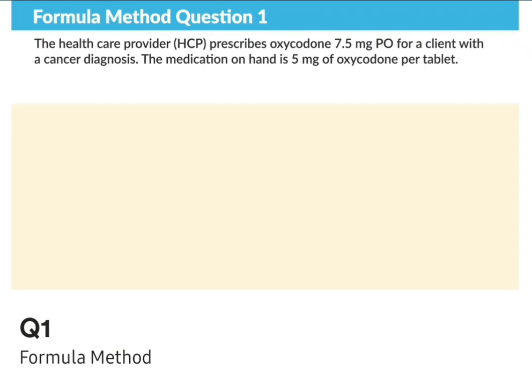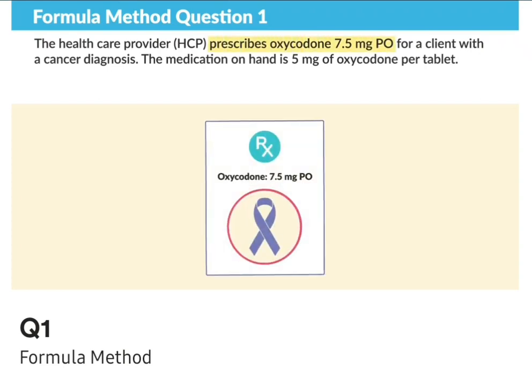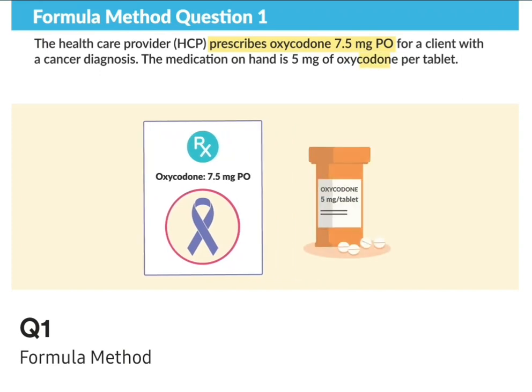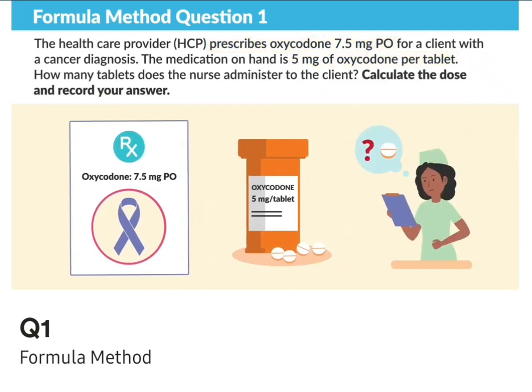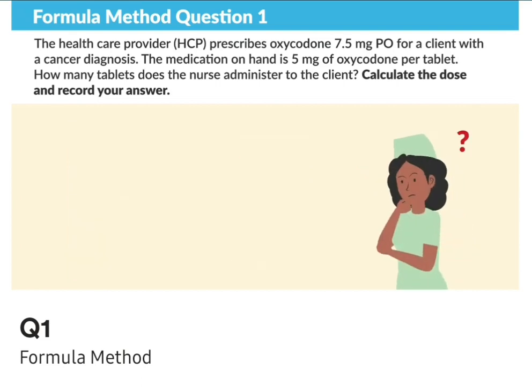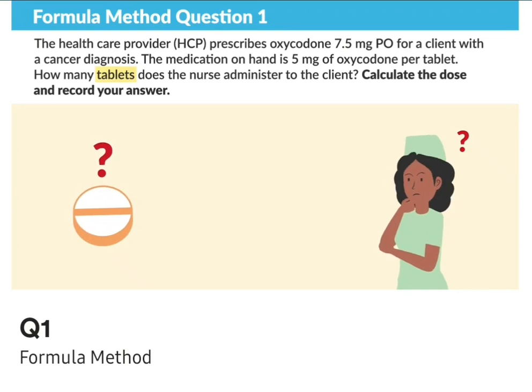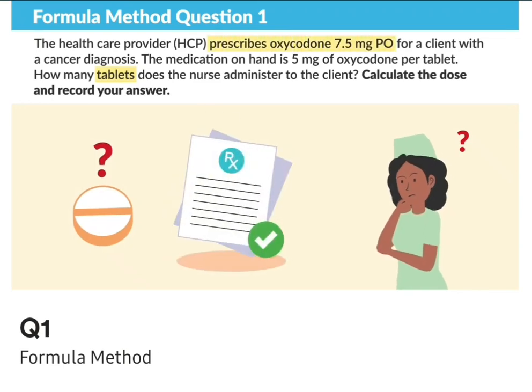Okay, let's break down question 1. The healthcare provider, HCP, prescribes oxycodone 7.5 milligrams PO for a client with a cancer diagnosis. The medication on hand is 5 milligrams per tablet. How many tablets does the nurse administer to the client? Calculate the dose and record your answer. All right, so let's break this down. First, identify what you're solving for based on the question provided. In this question, you're calculating how many tablets the client should receive to achieve the prescribed medication dose.